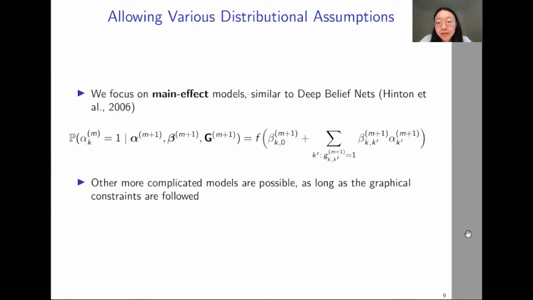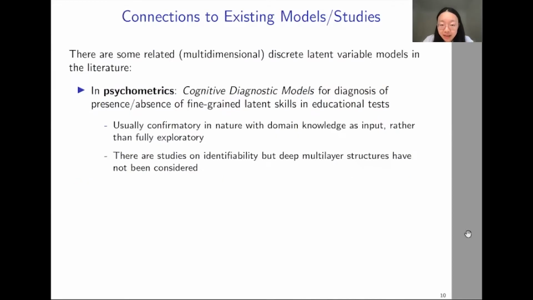But the deep belief networks in machine learning literature don't consider the sparse connections between layers and didn't consider the identifiability issue. And it's worth pointing out that other more complicated models or more succinct models are possible. Not necessarily these main effects of parent variables are needed, but as long as the graphical constraints are followed, our identifiability theory equally applies.